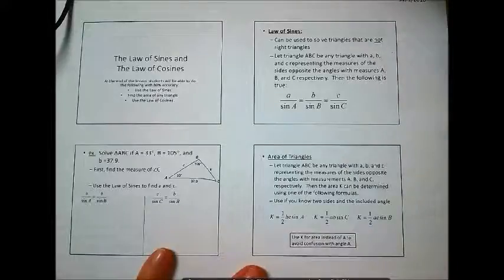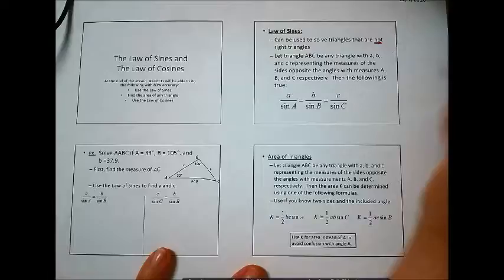It can be used to solve any triangles that are not, and that's important, right triangles. You can just use SOHCAHTOA if they're regular right triangles. So, you're going to let triangle ABC be any triangle with a, b, and c representing the measures of sides opposite the angles, while the angles have measures A, B, and C respectively. Then the following is true.